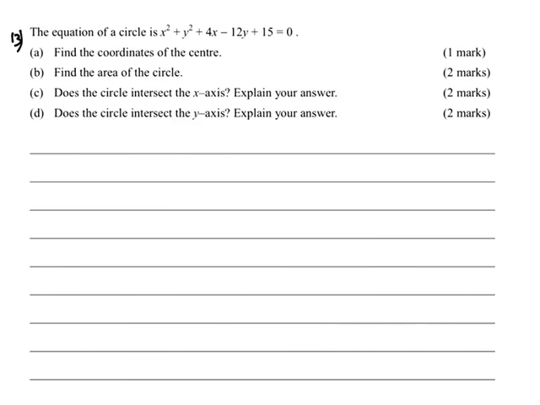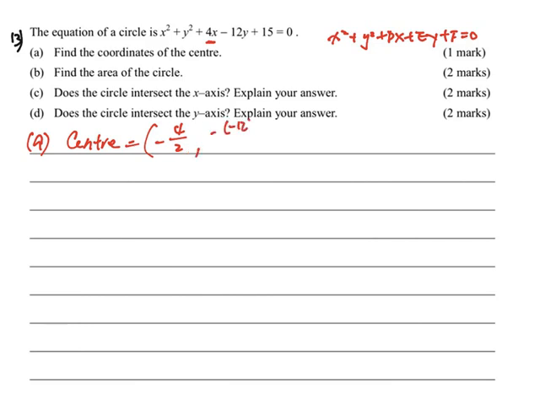Next question is about the circle. First, you need to find the center. We use negative d over 2, and negative e over 2 to find the center. So for this one, negative -4 over 2, and then negative 12 over 2. So you can get -2 and 6. Easy.